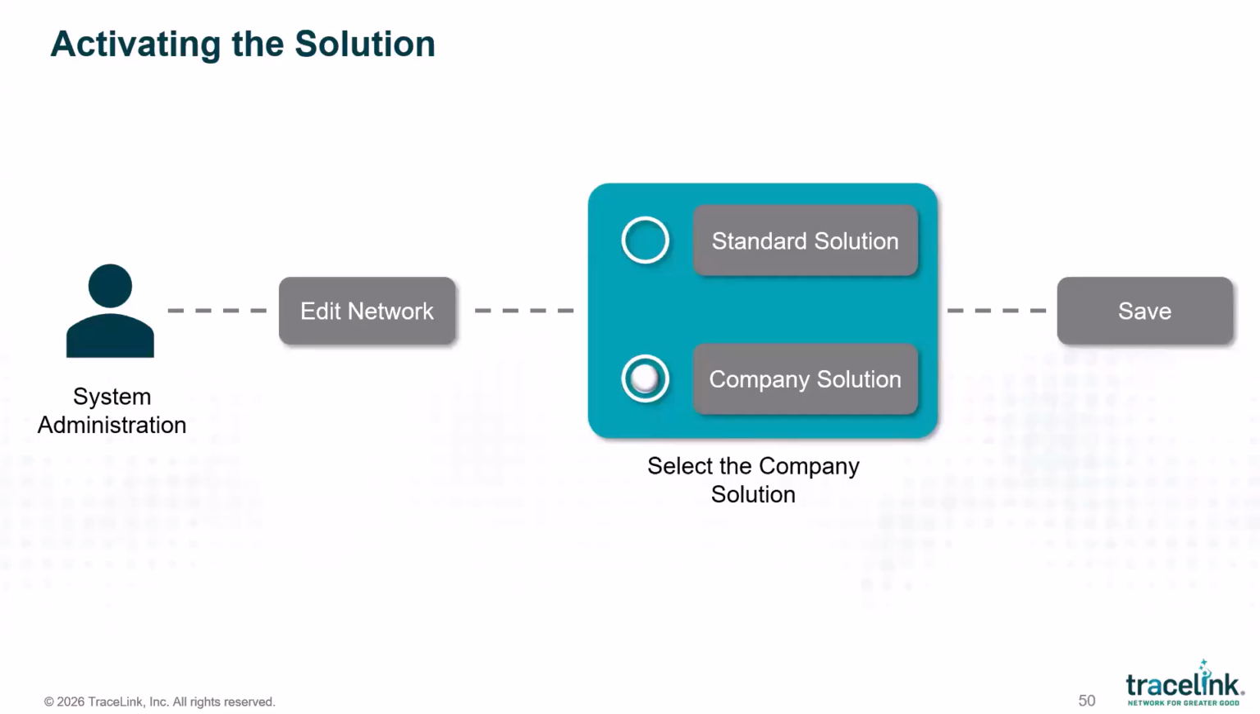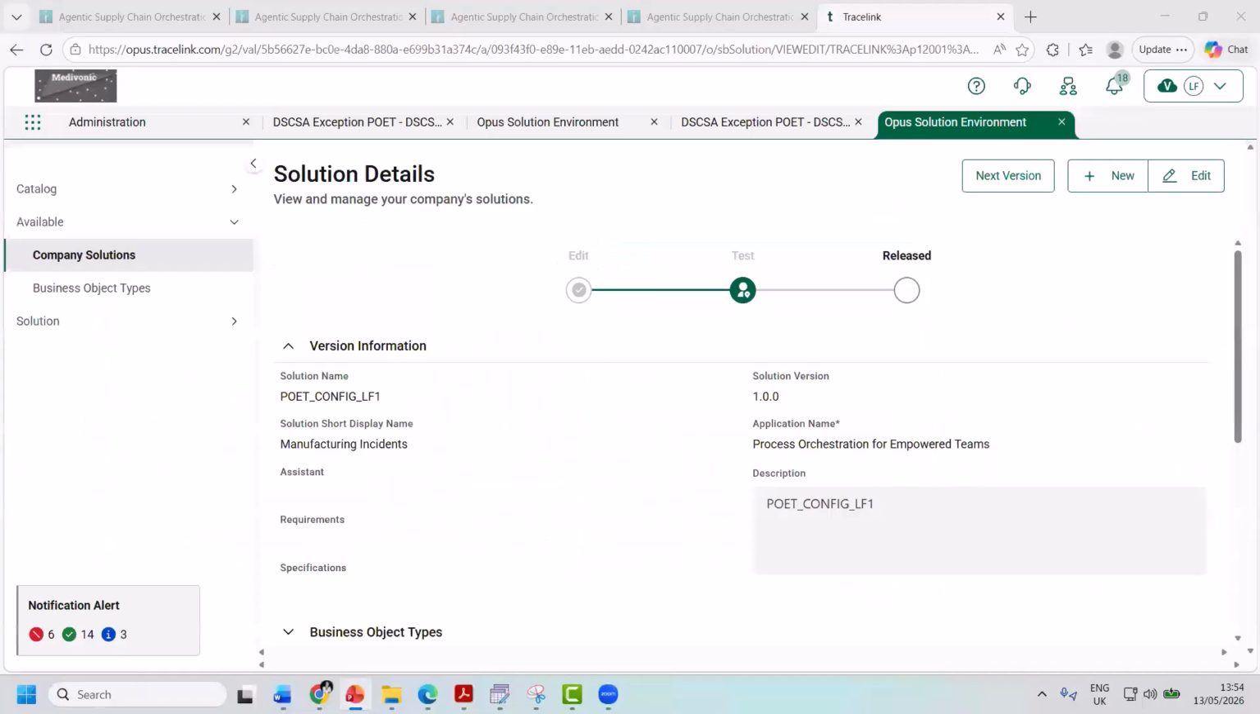How to activate the solution. A system administrator uses OPUS administration to activate the solution for a specific network. To do this, they edit the network settings, select the custom solution option, and then save the changes. Let's walk through how to activate the solution in the next demo. First, apply the custom solution to a network.